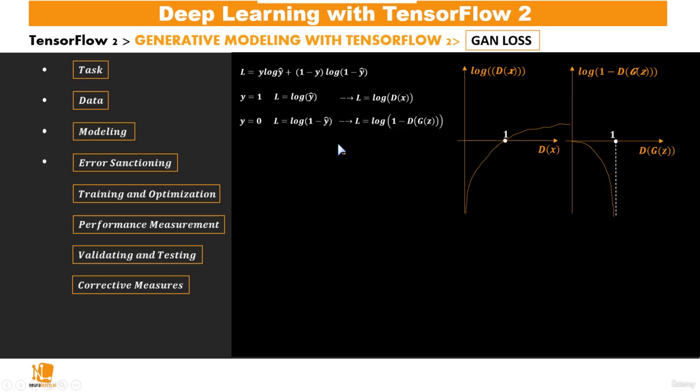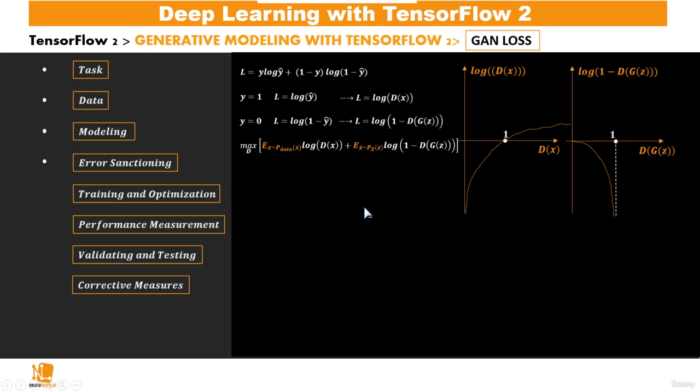So in conclusion, our aim here is to maximize the expected value of the log of D of x plus the expected value of the log of 1 minus D of G of z. There was a slight error right here. We've modified that. Now we have the expected value of this, where our z is from this distribution p of z.